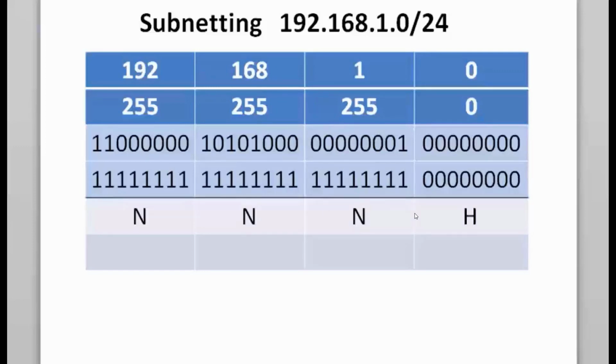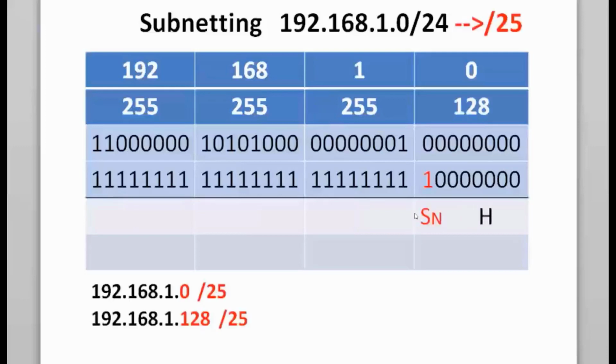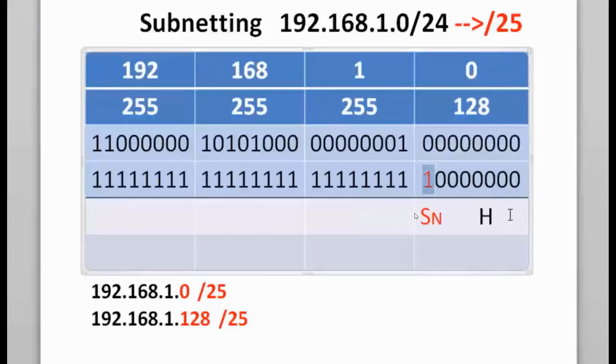To subnet this network, I can borrow 1 bit from the host portion of the subnet mask, and now I have 1 subnet bit. This changes the subnet mask from /24 to /25. If I borrow 1 bit from the host portion, I have 2 to the first power, which makes 2 possible subnetworks.